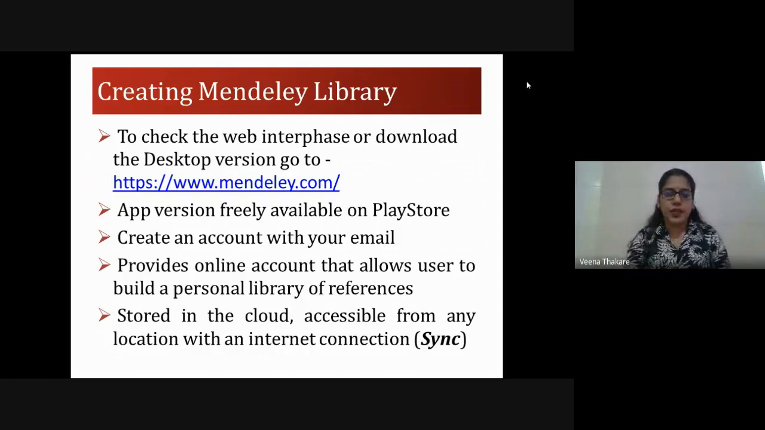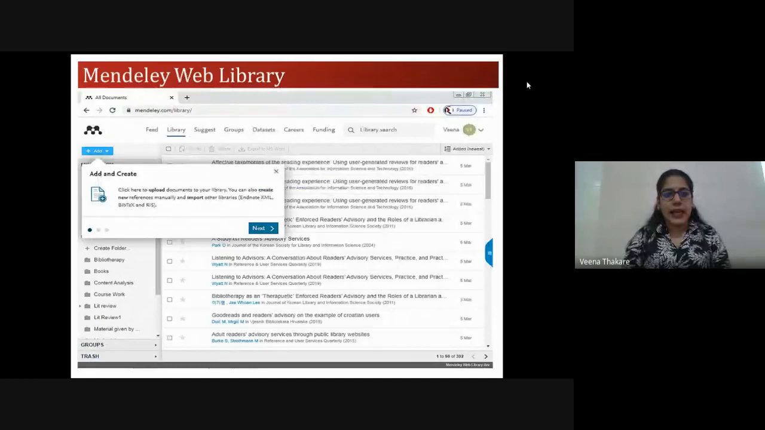So this is what the web library looks like. As you can see, there is an add button. Using this, you can add or upload documents to your library. The library looks like this. You can create many folders. At the left, where my cursor is, you can see I have created many folders related to my PhD research. At the top, as the main menu suggests, there is a news feed, then the library, then suggestions. Mendeley gives you suggestions related to the terms that you search. Then there are groups and more.